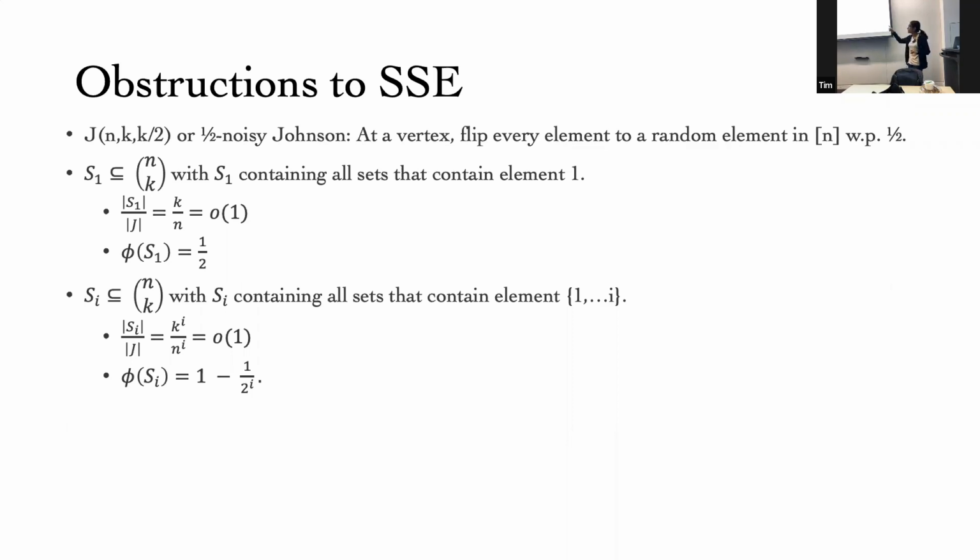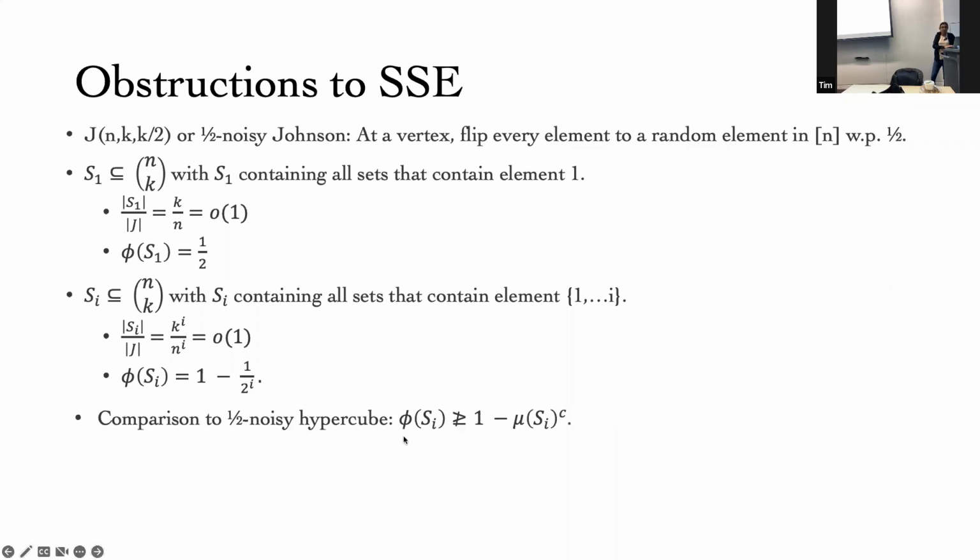So that's my next point. We can see that the expansion of S_i is not arbitrarily close to 1. It's not of the form 1 minus the fractional size of S_i to the C, because the fractional size of S_i is little o of 1. So it's not like 1 minus little o of 1. It's some fixed constant. Whereas in the noisy hypercube, we had this inequality. So now we see that this graph is not a small set expander.